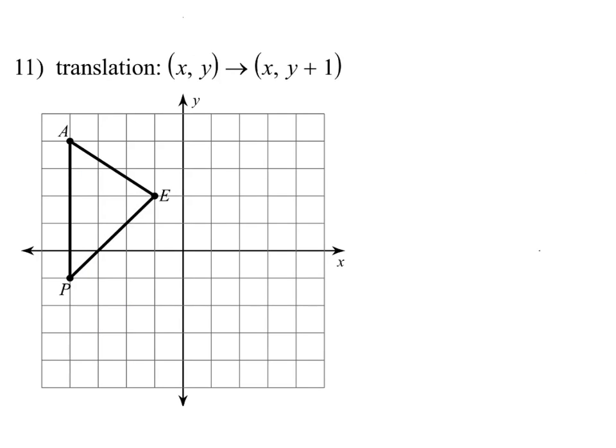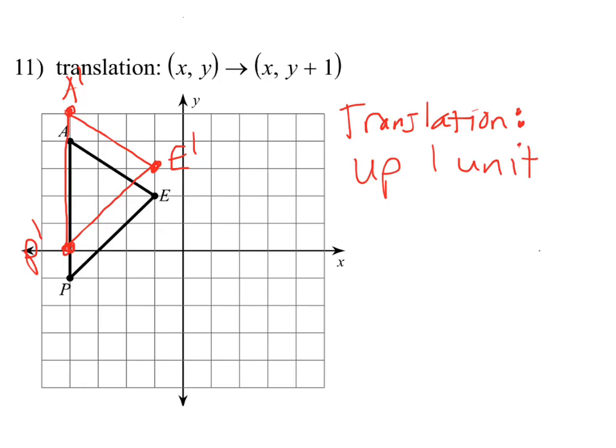Moving on to 11. This one's looking like the x values are staying the same. Just your y's are going to be 1 more, so you're going to take all this and just shift it up 1, because all your y's are just going to be 1 more. So a prime is going to be right up here at the top, e prime is going to be just 1 above where e is, and p prime is going to be 1 up from where it is, and you can draw your lovely triangle there, just like that. And that's a translation of up 1 unit. There, I put that in words for you right there.